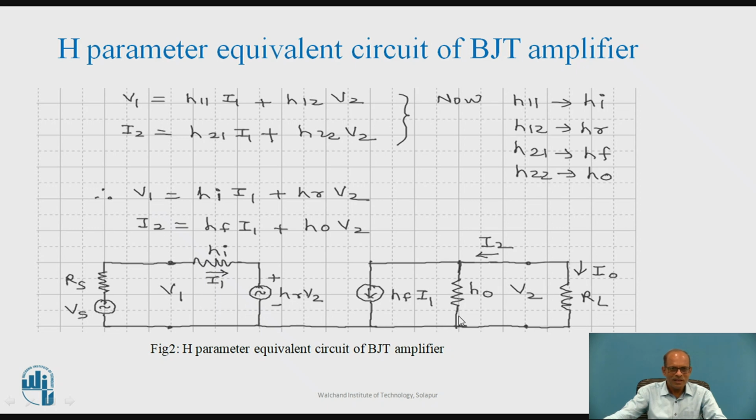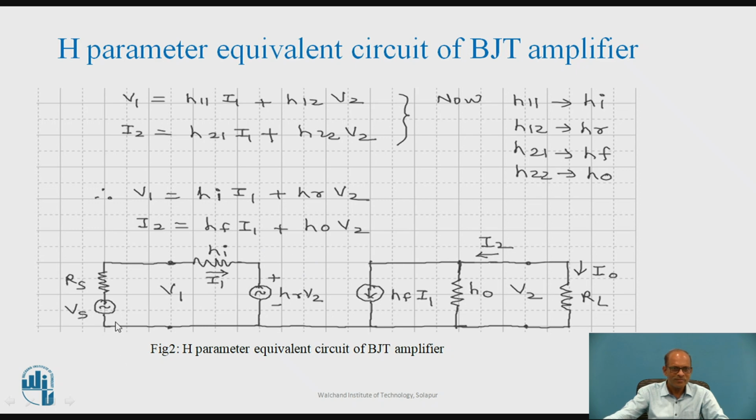Then similarly I have to draw a circuit which satisfies this equation, that is I2 is HF I1 plus HO V2. So on the output side the voltage is V2, and this current is I2. HF I1 is a current source, and this HO is admittance. So HO into V2 is the current. So I2 is HF I1 plus HO V2.